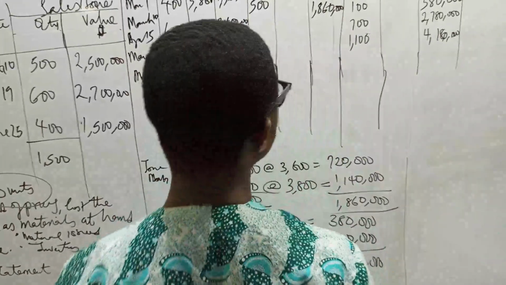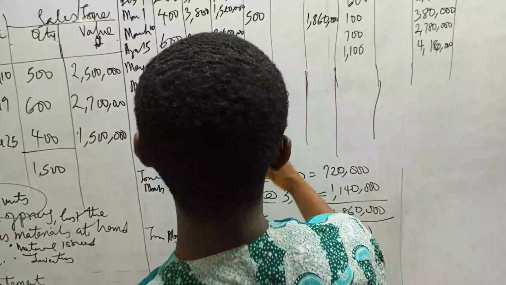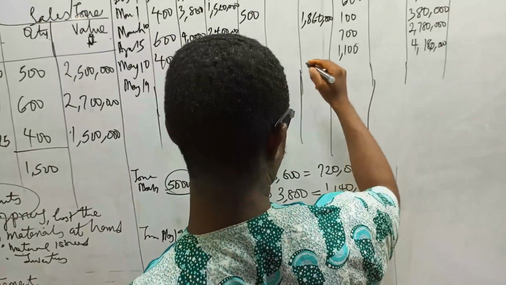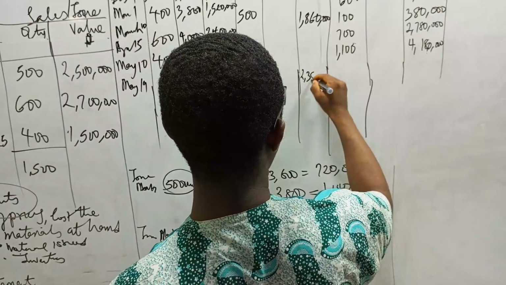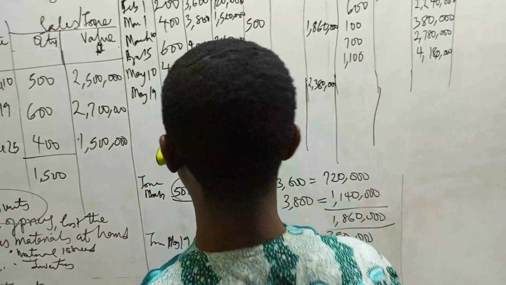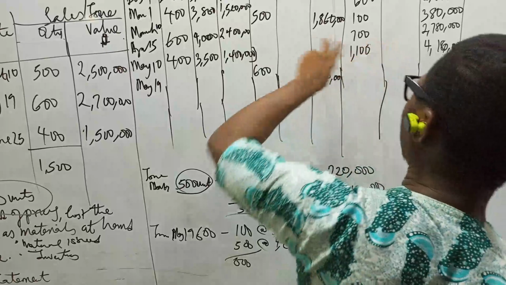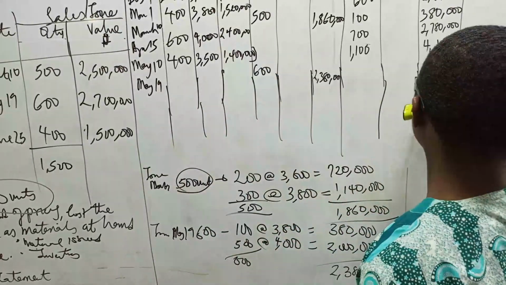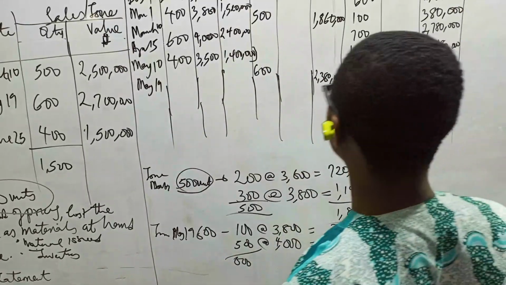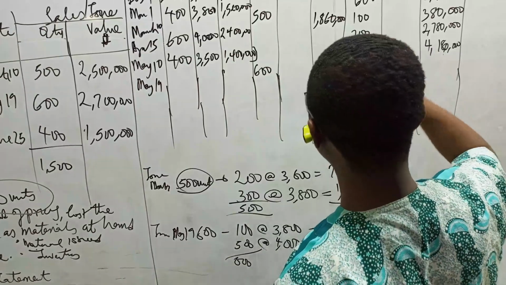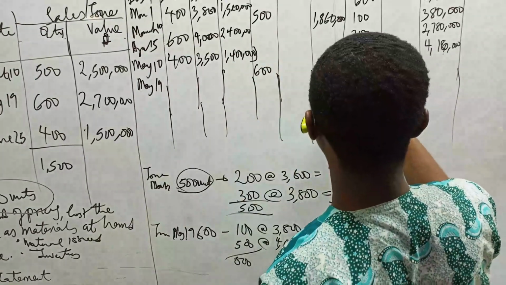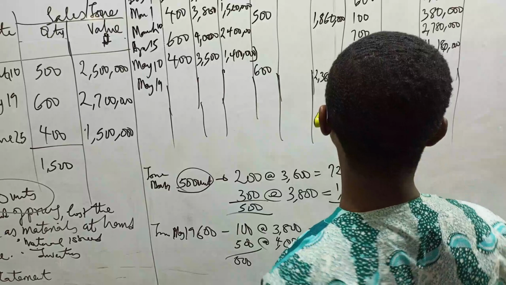2,380,000 naira. That now means that this 600 units will be issued at the value of what? 2,380,000 naira. Remember, those times we received, it impacted our balance positively. Now that we have issued, it will impact it negatively. So we need to subtract it from our balance. 1,100 units minus 600 units will give us 500 units.